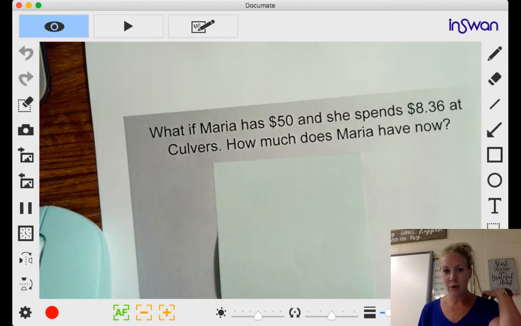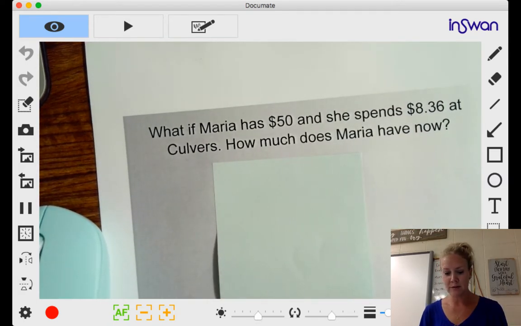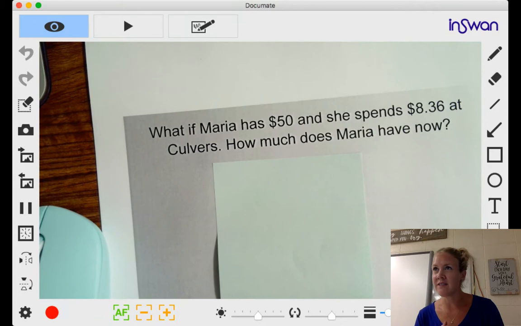All right, we're going to move on now to subtracting decimals. I like to begin that kind of lesson with a real world problem. What if Maria had $50 and she spends $8.36 at Culver's? That must have been at least a chicken strip basket, right? How much does Maria have now?